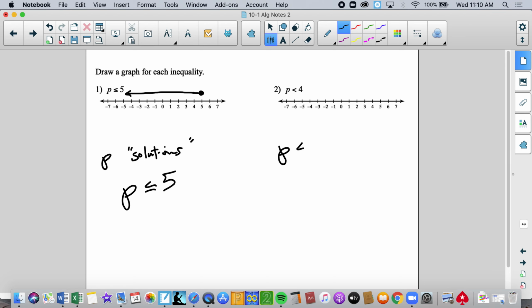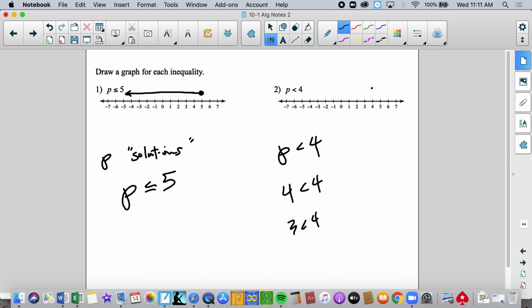When we have P is less than 4, we have to think about it in a little bit different way. If we plug 4 in, that's the border. Is 4 less than 4? No. 4 is equal to 4. So we can't include 4. 4 is not a solution. Well, is 3 less than 4? Yes, so 3 is a solution. 2 is a solution, all those. What about 3.5? Is 3.5 less than 4? Uh-huh. How about 3.9? Yes. How about 3.99? Yes. 3.9999? Yes. So we need to get infinitely close to 4 without including 4.